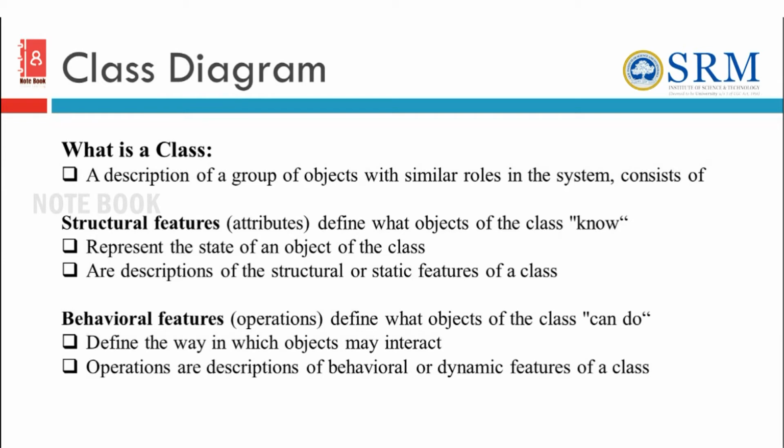The next one, behavioral features. Behavioral features represent the operations. Operations are nothing but the methods or functions. They define what objects of the class can do, so what the class can perform. These are the methods or functions which denote the operations of the class. They define the way in which the object may interact. And the operations are descriptions of the behavioral or dynamic features of a class.